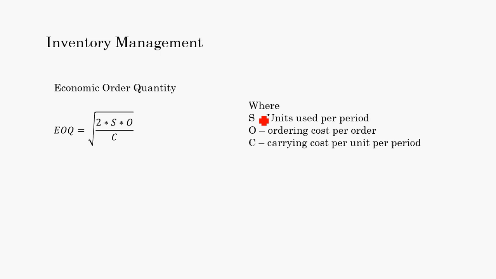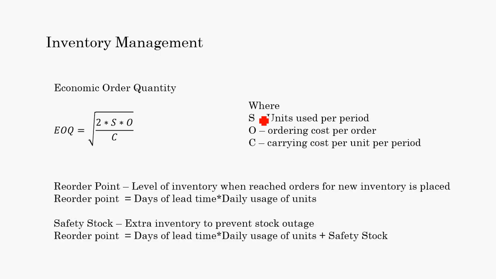The next concept that you are going to look at is at what point should you place the order. At what level of inventory, or when the inventory reaches a certain level, you're going to place an order for new inventory. What is that level? We call this level the reorder point. The reorder point is nothing but the level of inventory at which a new order for new inventory is placed. Generally, reorder point is calculated using the formula: days of lead time into daily usage of units.